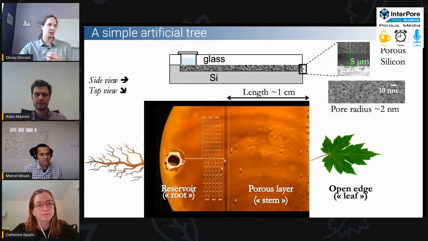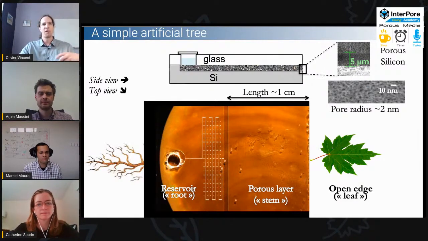We can see it as an artificial tree because the left part where the reservoir is, which we can see from the top here, is basically the root part of the system, where the water will be pumped from. At the other edge here is the leaf part of the system. This is where water evaporates and generates suction forces for the flow in the system. And of course, the water flows from the reservoir to the leaf through what we could call the stem part of the system, which in this situation is just a nanoporous layer.